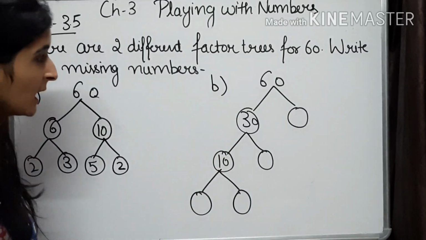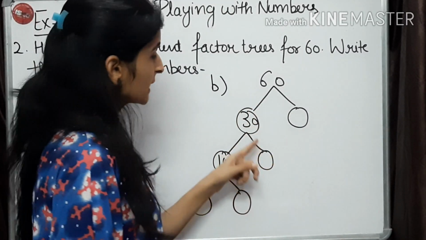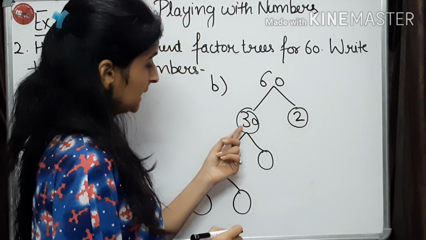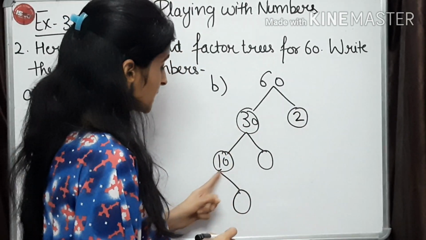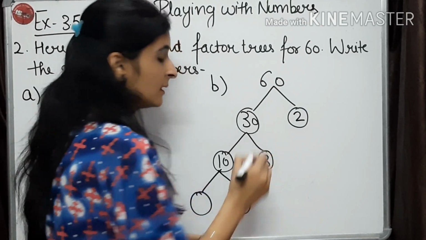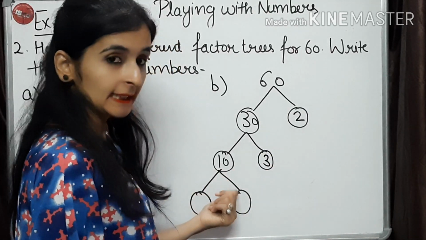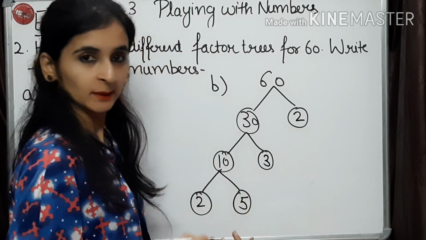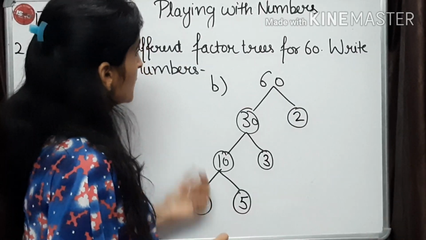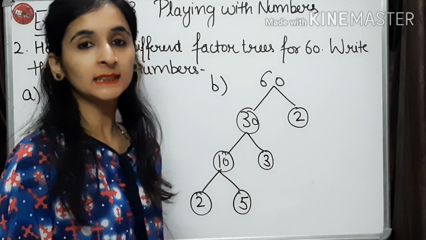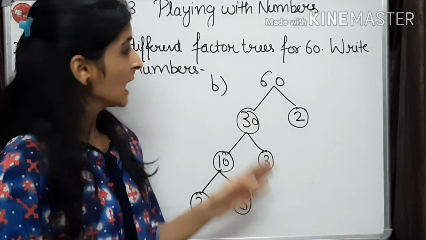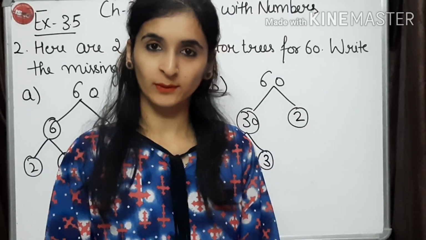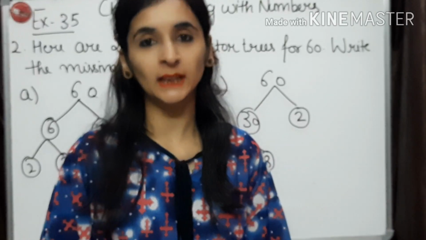Then we have part B. 60 can also be written as 30 twos are 60. And then 30 can be written as 10 threes are 30. And 10 can be written as 2 fives are 10. That is how you will complete this factor tree. Question number 2 you have to do in your book itself. Now let's move to the next question.